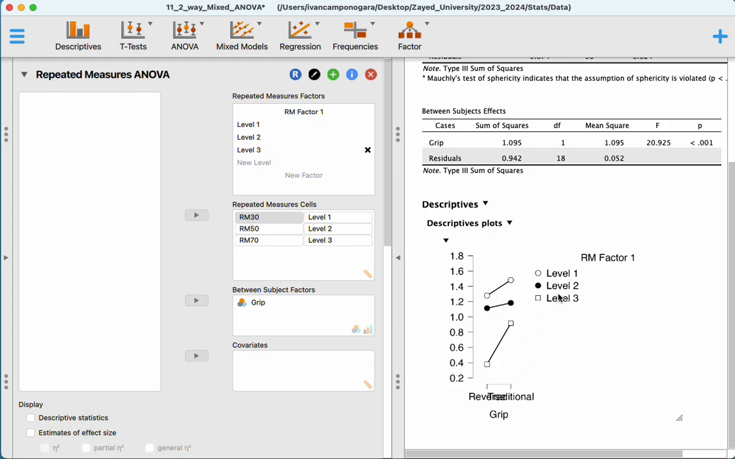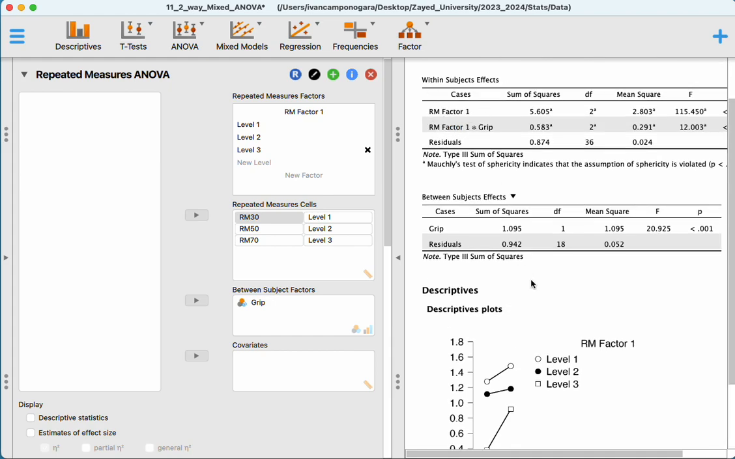The last one is level 3, which is the repeated measure, the data after 70 days, and the grip force again is lower in the reverse compared to the traditional. Now, what we check now is which is different from which. So we have a main effect of grip, and the main effect of grip considers the mean of all this data versus the mean of all this data. And what I expect is to find the traditional grip to be higher than the reverse grip.